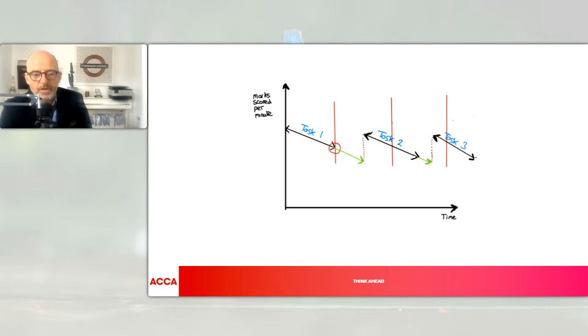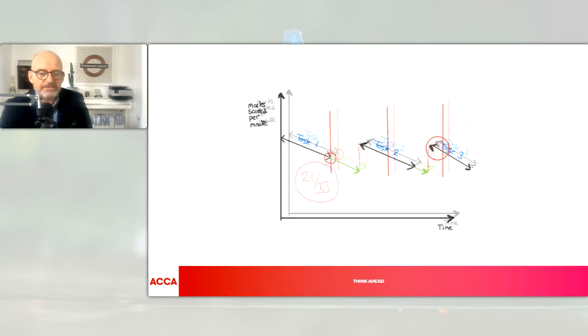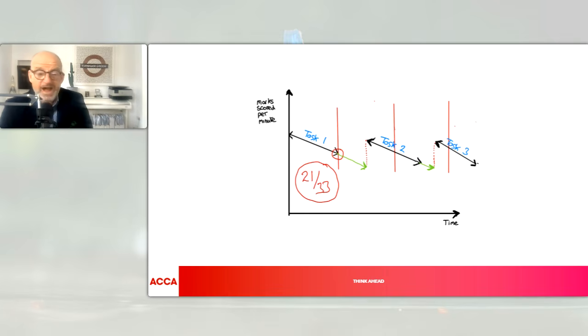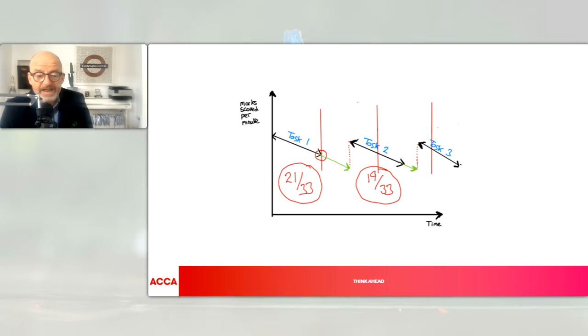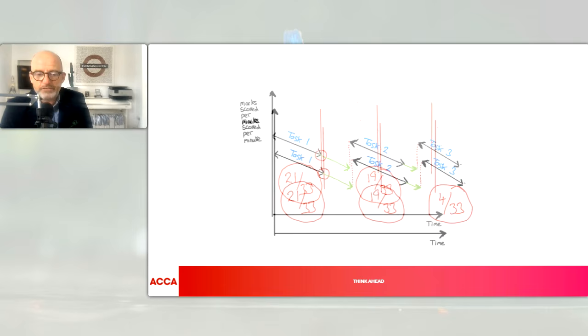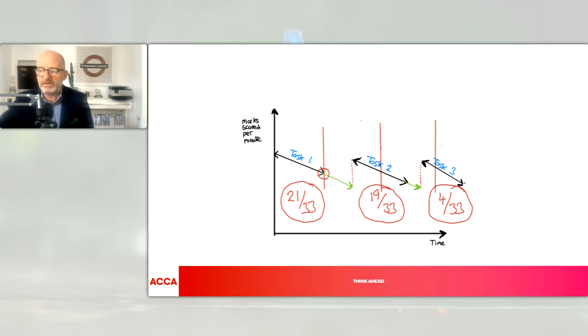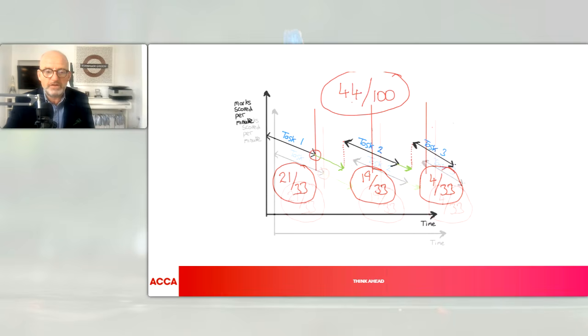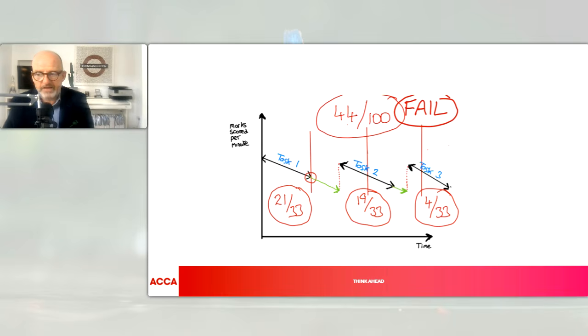So what happens? Well, they do quite well on task 1. They get 21 out of 33. They don't do bad on task 2. They get 19 out of 33. So far, they've got about 40 out of 66, which is fine. It's a good pass. But because they didn't get those easy first 50% of task 3, because they didn't manage their time, they don't get many marks for task 3 and they get 4. So they fail with 44. Yeah, that's what they do. They get 44, which sadly is a big fail.